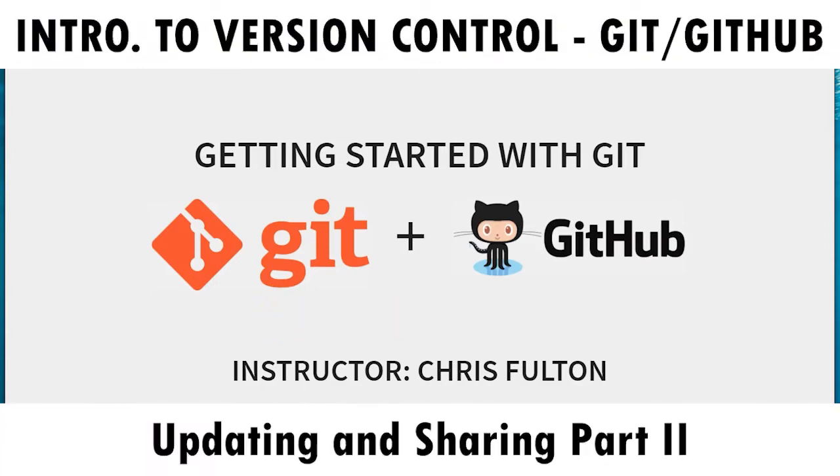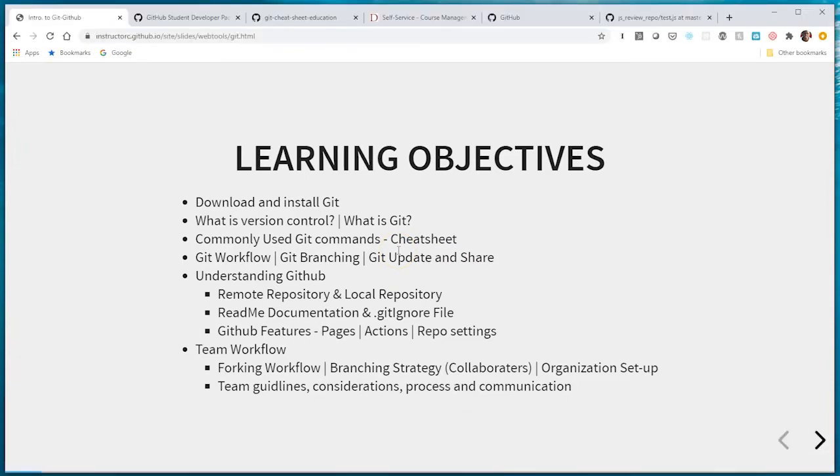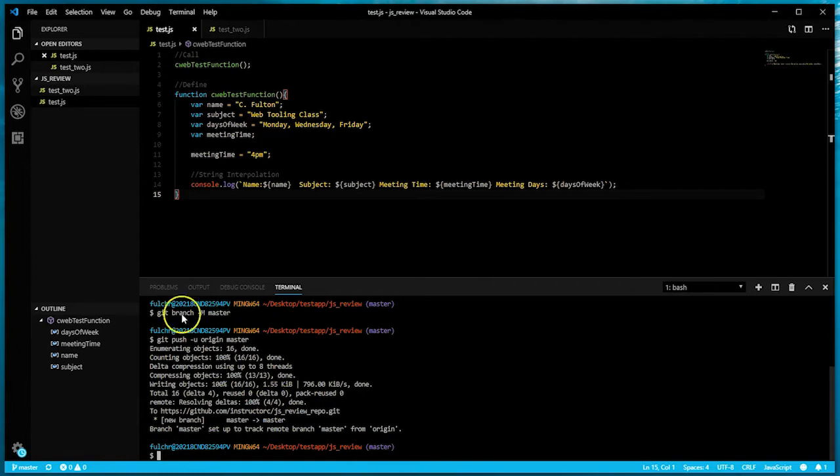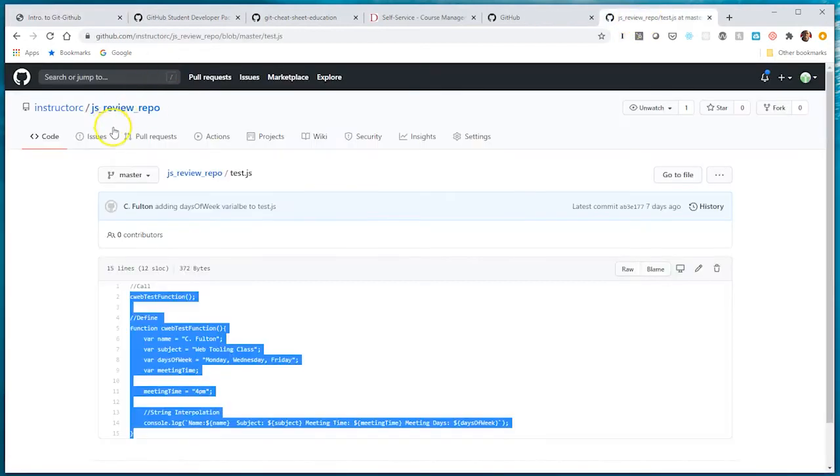All right, in this video, we can continue talking through how to update and share our code that's on our local repository with our remote repository. In the previous video, we essentially connected our local repository to a repository that we created on GitHub. That repository was called JS Review Repo.